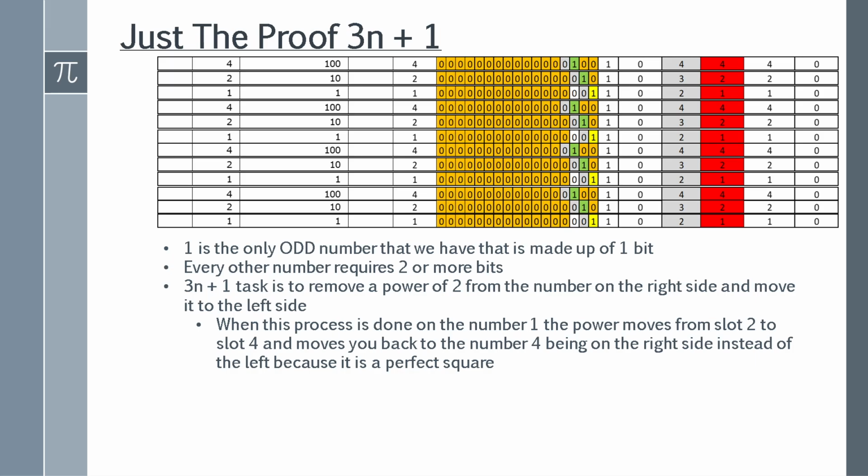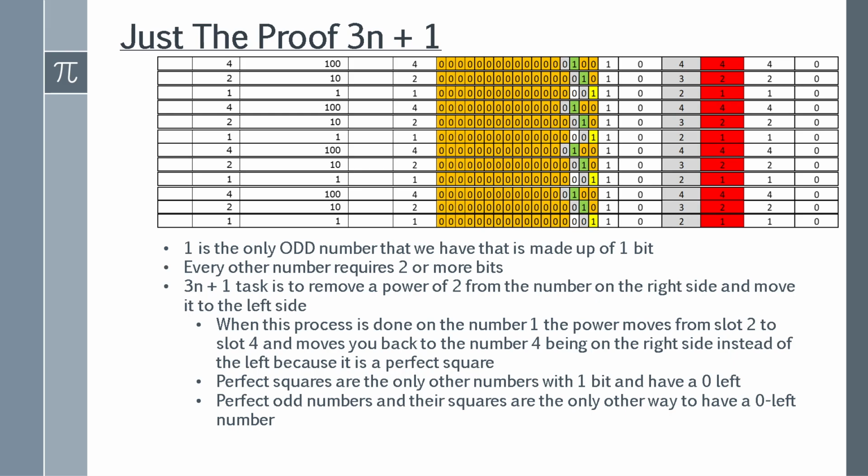And this is because the left is a perfect square. Perfect squares are 1-bit numbers that have nothing on the left. So 2, 4, 8, 16, 32. The only other perfect odd numbers, and their squares, are the only ones that have a 0 left number. So 1, 3, 7, 15, 31, 63 all have a 0 left, but they have multiple ones on the right other than the number 1.